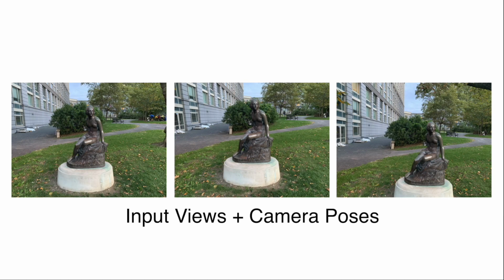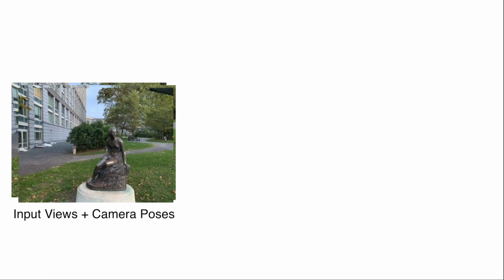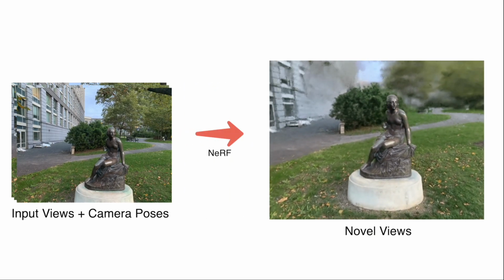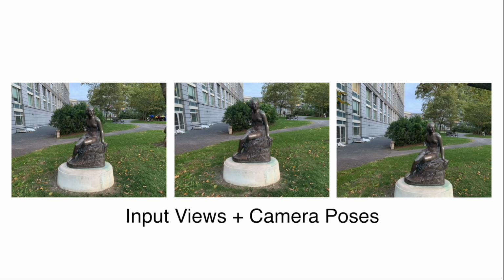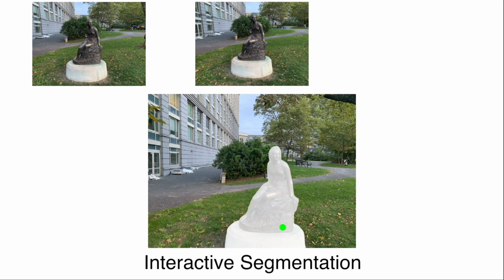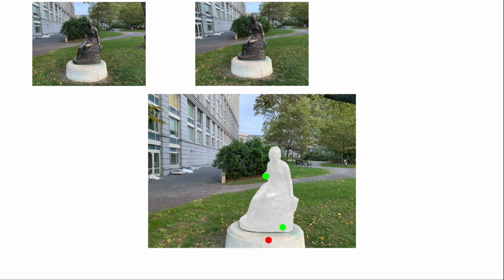Given multiple captures of a scene and their corresponding camera poses, Neural Radiance Fields use volumetric rendering to generate state-of-the-art novel views. In addition to the conventional NeRF inputs, we ask the user to interact with a single view to tell us which object they want to remove. In this particular example, the user is selecting the statue with a few clicks.